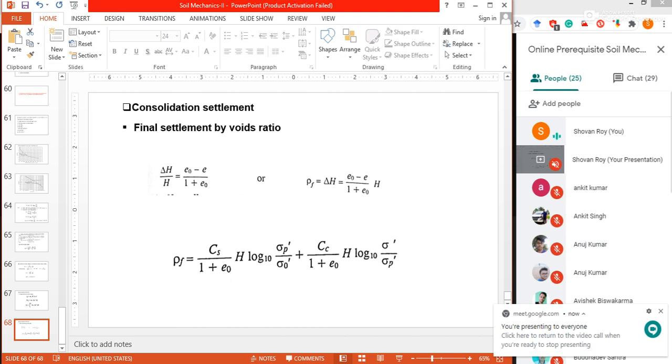So for final settlement by void ratio, we can use this equation: rho f, which is delta H, equals (e0 minus e) by (1 plus e0) into H. Okay, so rho f is nothing but delta H equals (e0 minus e) by (1 plus e0) into H.